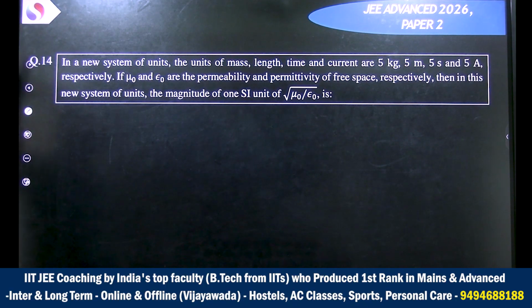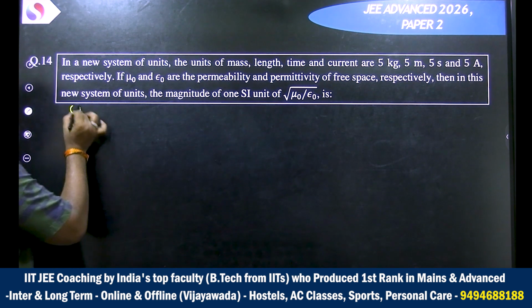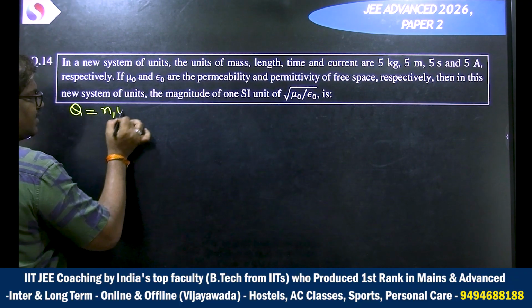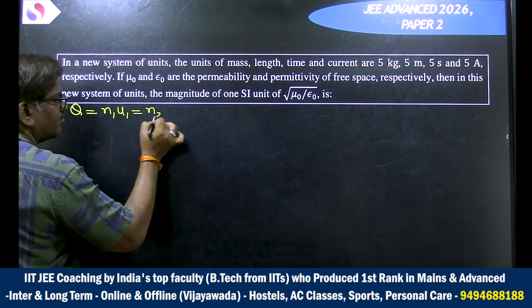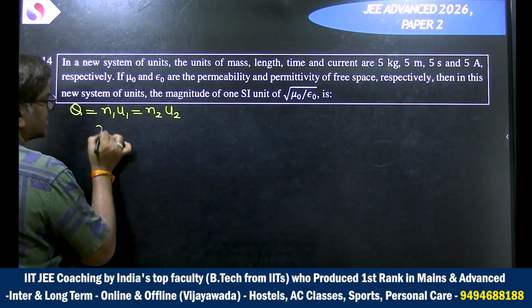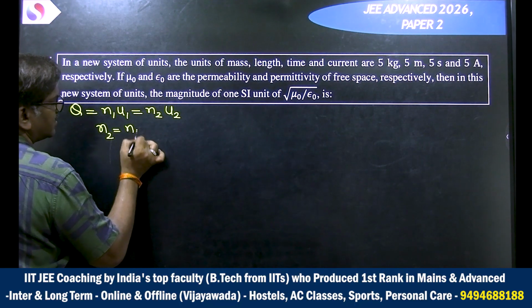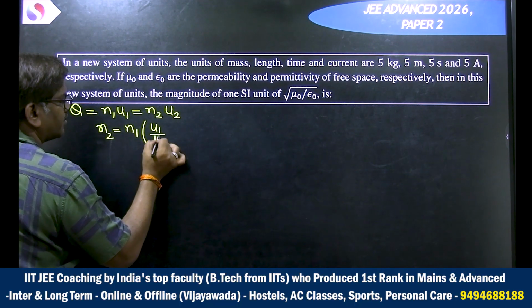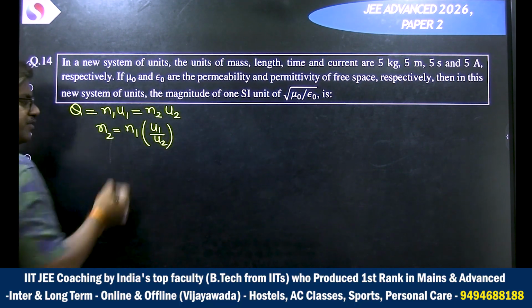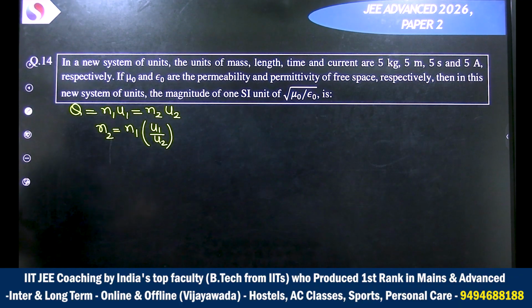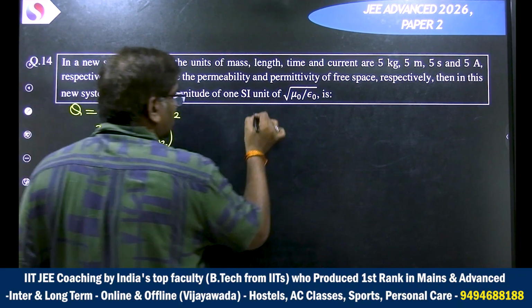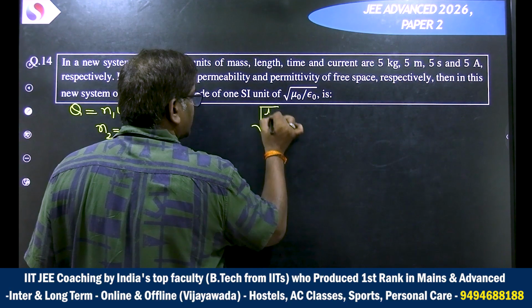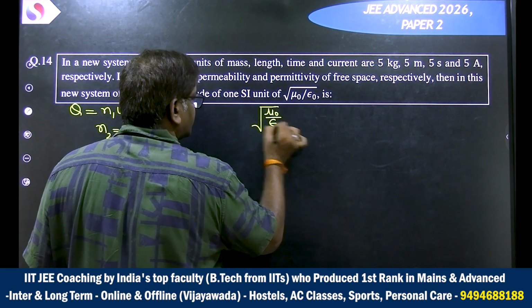Move to the next one. This is the last question of numerical type, from units and dimensions. You know that any physical quantity Q will be expressed as a numerical value and its unit. That means they are asking for N2, which is N1 into U1 by U2, for which we need the dimension formula. Dimension formula of which quantity? This quantity, mu naught by epsilon naught.